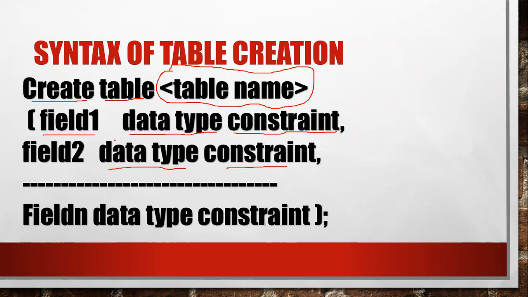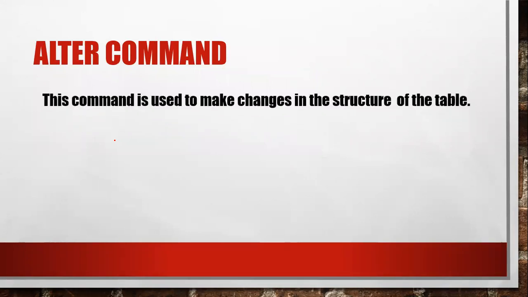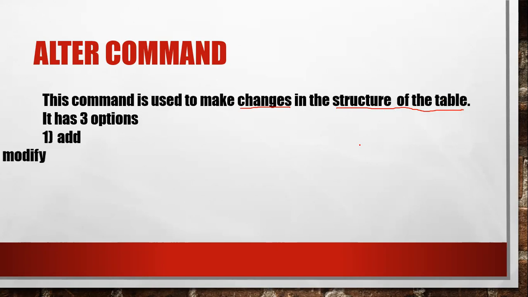Now the second command of the DDL is the alter command. So what is the basic purpose of this alter command? This command is used to make changes in the structure of the table. Now when we use this alter command in our table, we have three options with it. The first option is add, second option is modify, third option is drop.